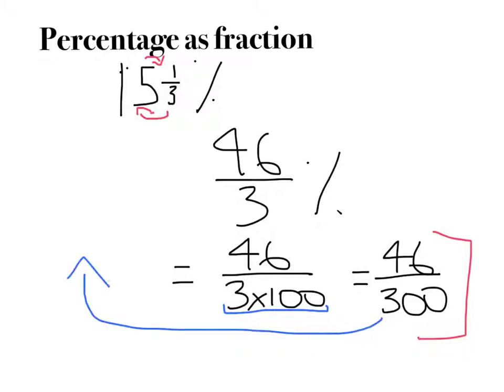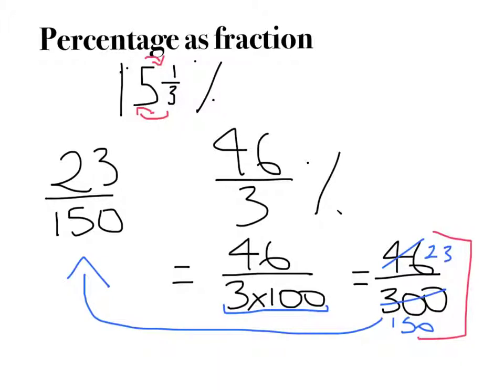Sorry, I've run out of room, I'm going to go over here. So what I actually have to do is get this in its most simple form, and 46 on 300 is not. So we'll halve it, 23 on 150. Can I simplify it anymore? No, I can't. So my answer becomes 23 over 150. That is 15 and a third percent, being the key word there, as a fraction.